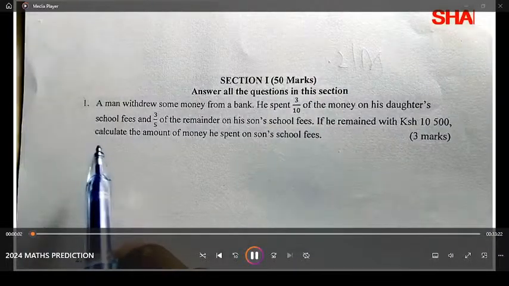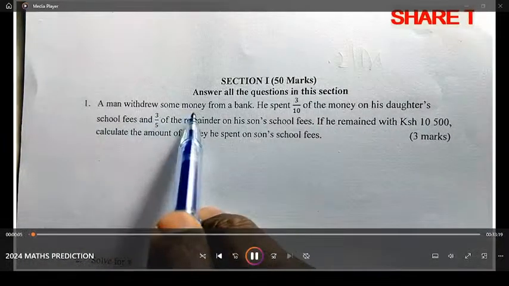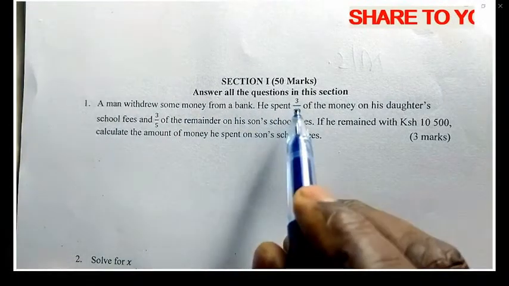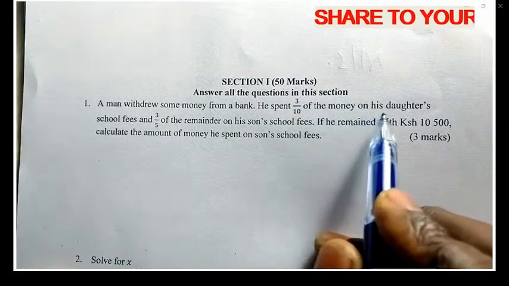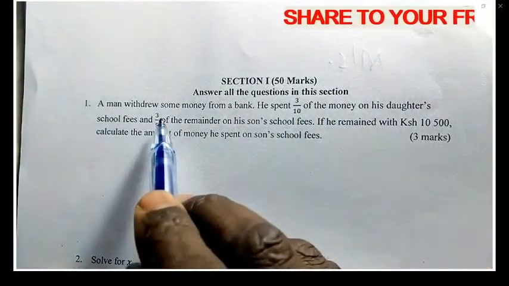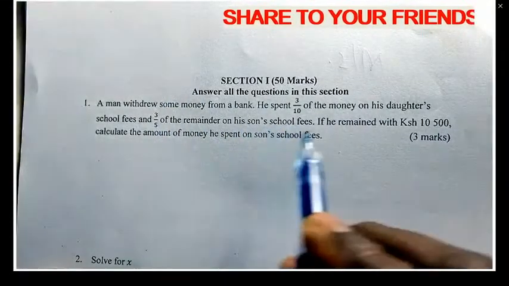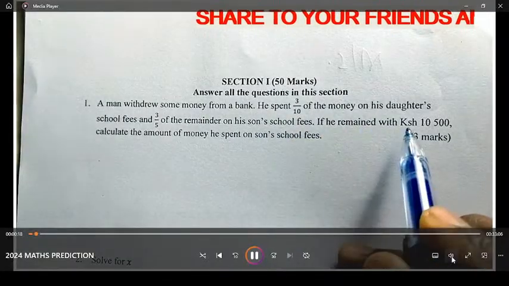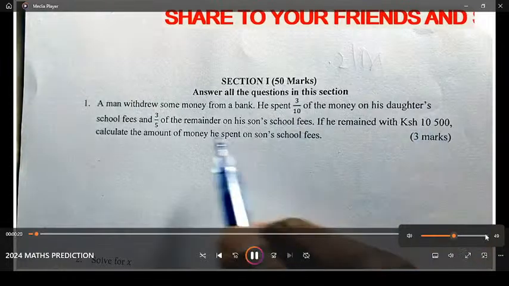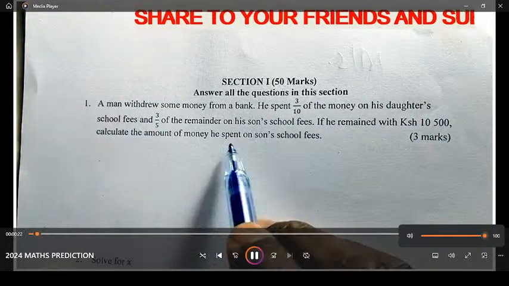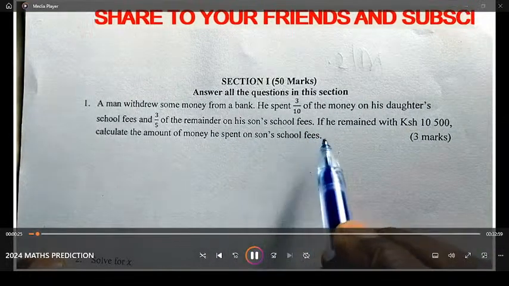A man withdrew some money from a bank. He spent 3/10 of the money on his daughter's fees and 3/5 of the remainder on his son's school fees. If he remained with Kenya shillings 10,500, calculate the amount of money he spent on son's school fees.